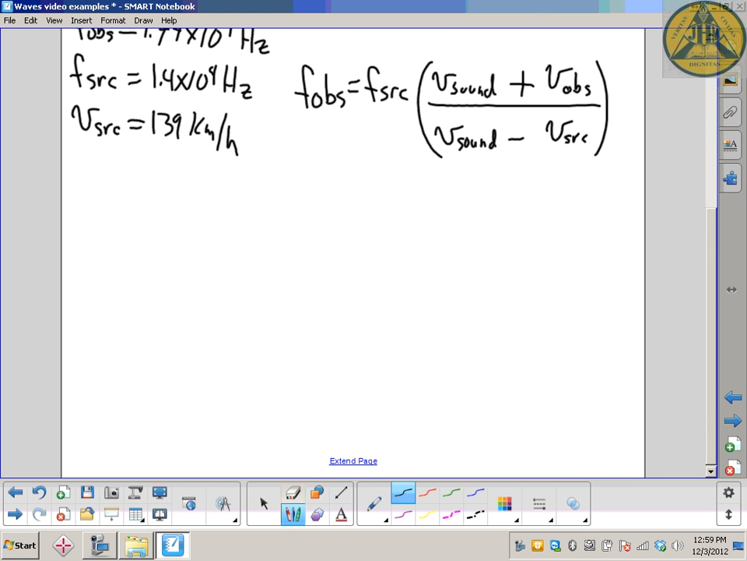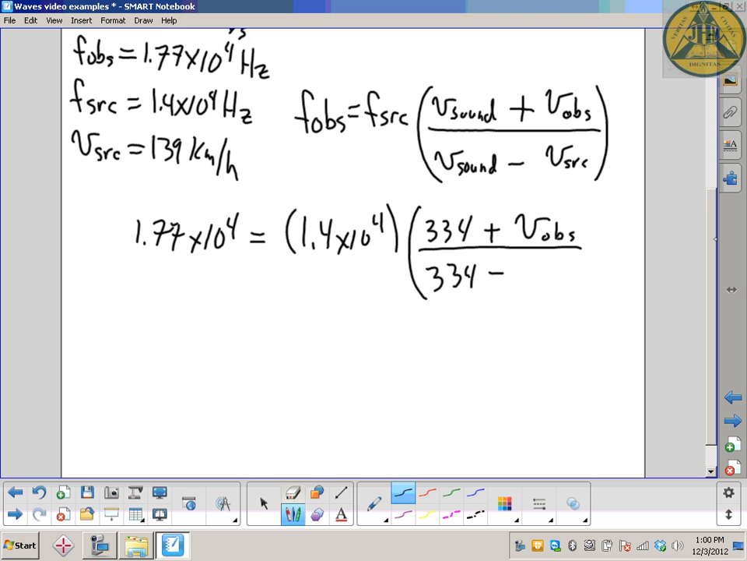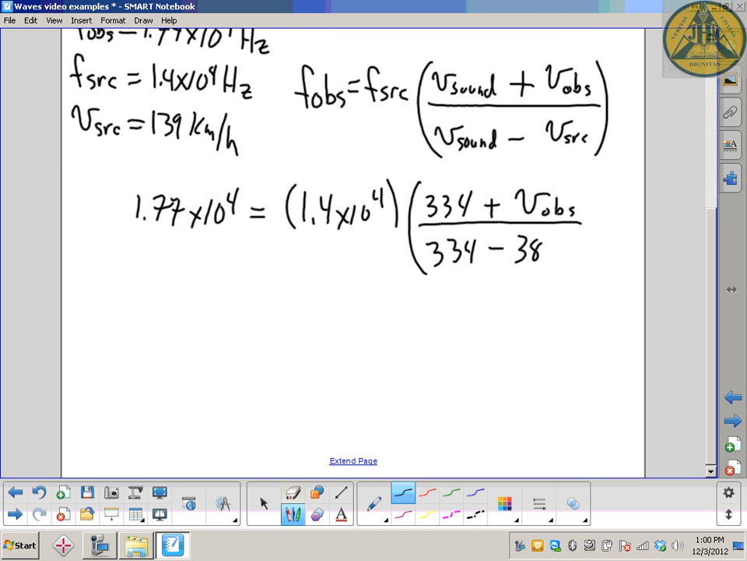So observed frequency, 1.77 times 10 to the 4 equals the frequency of the source, 1.4 times 10 to the 4, times the speed of sound, 334, plus the velocity of the observer. That's what we're trying to figure out. Over the speed of sound, 334, minus the speed of the source. Remember, use your meters per second, 38.6. Simplify what you can.